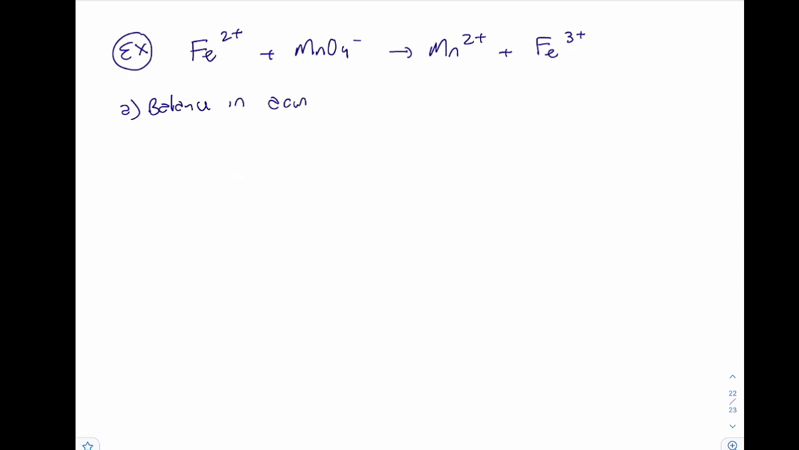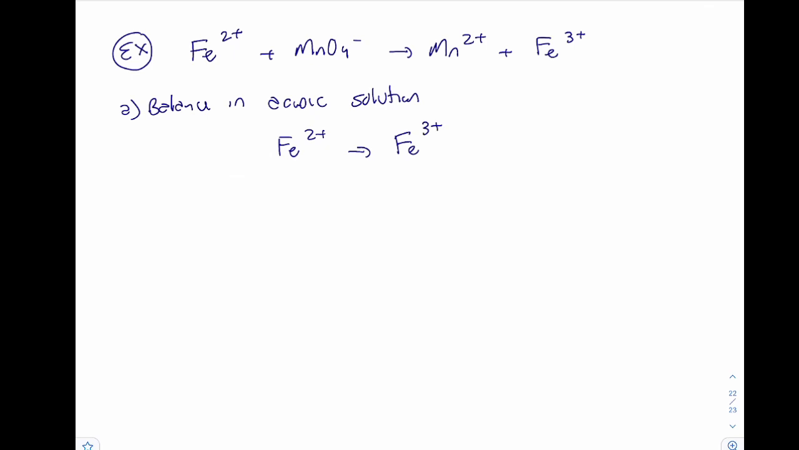And the first thing we're going to do is balance this, and we'll do it in acidic solution. So remember, when we're balancing these, we're going to split them into half reactions. So I'm going to have my iron going to my iron, so that's going to be one of my half reactions. So Fe2 plus going to Fe3 plus.